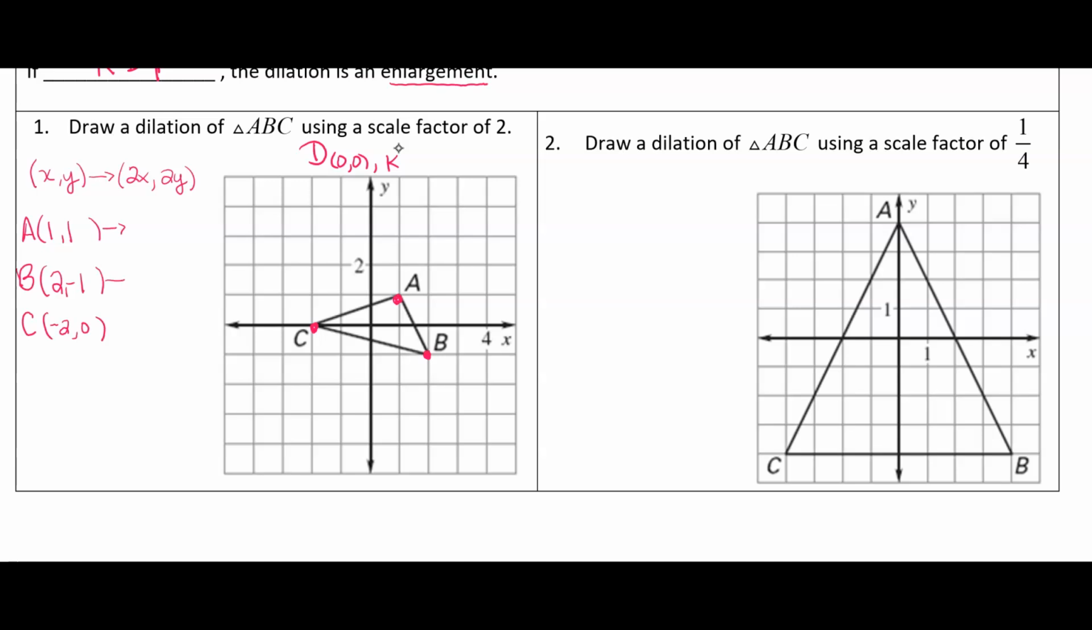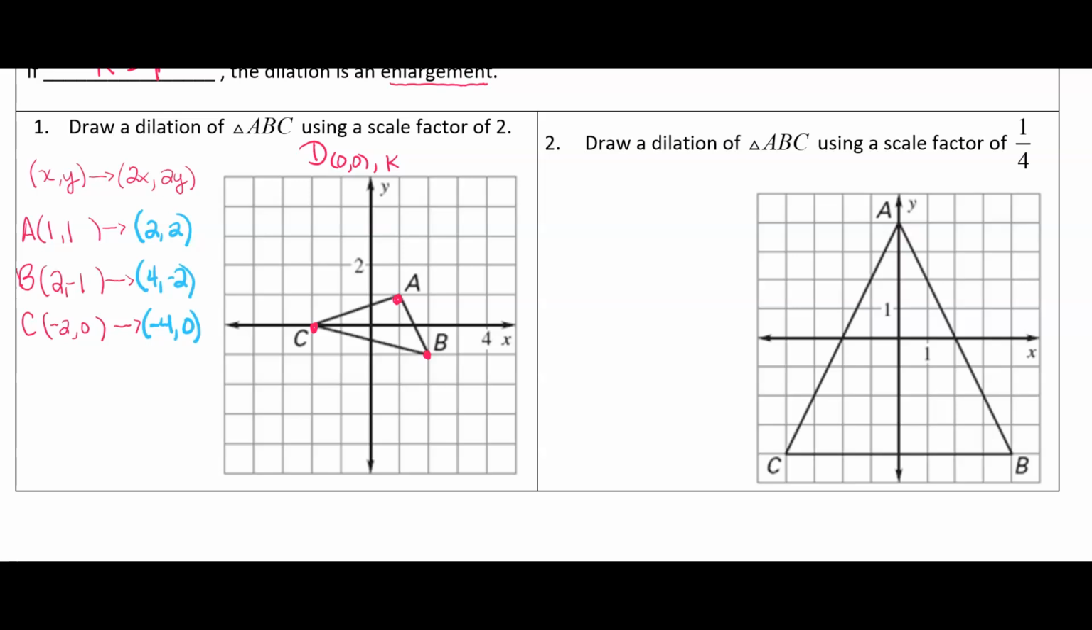Now we are going to transform them by using the dilation scale factor. So this is now going to become 2, 2. This will become 4, -2. This will become -4, 0 when I multiply everything, x and y, by 2.